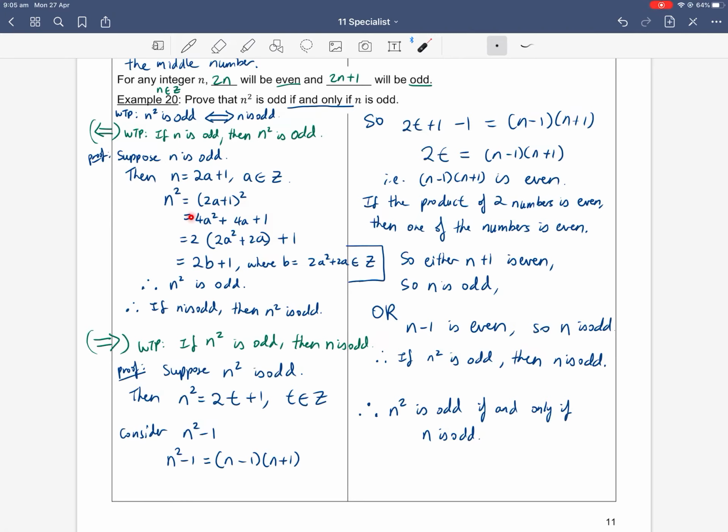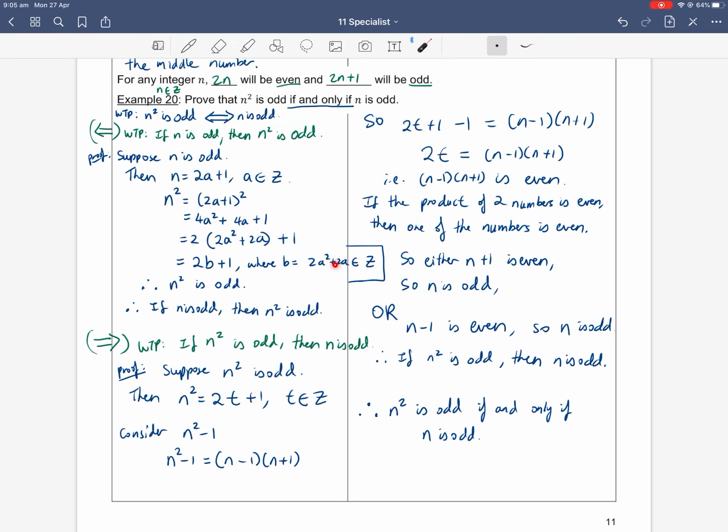We wanted to show that n squared is odd. So by definition, if we could rearrange this algebraic expression into 2 lots of some integer plus 1, then we have shown that n squared is odd. So if we take a factor of 2 out, then what we're left with is 2(2a squared plus 2a) plus 1. So we're saying that this is the same as 2b plus 1, where b is defined as 2a squared plus 2a, and that is some integer.